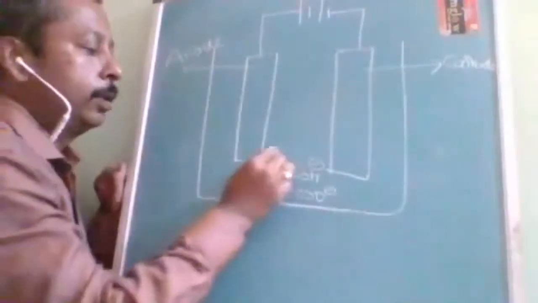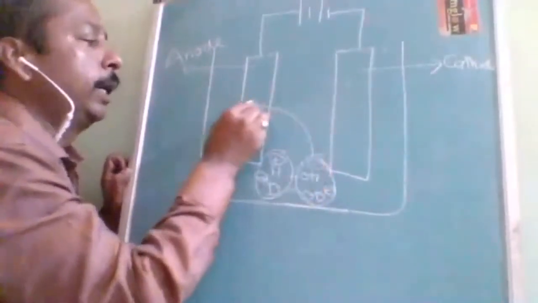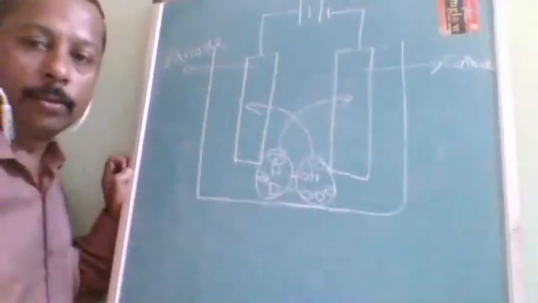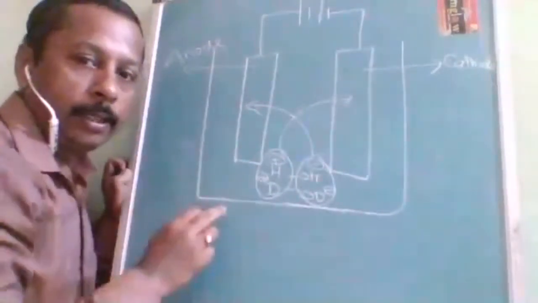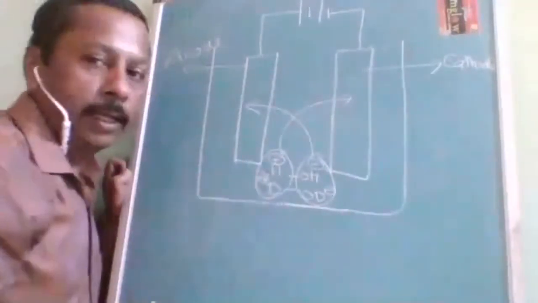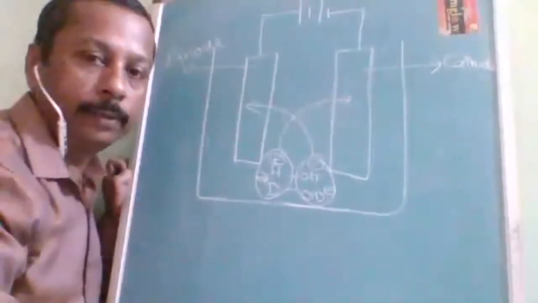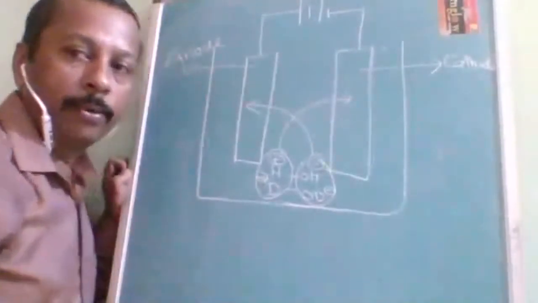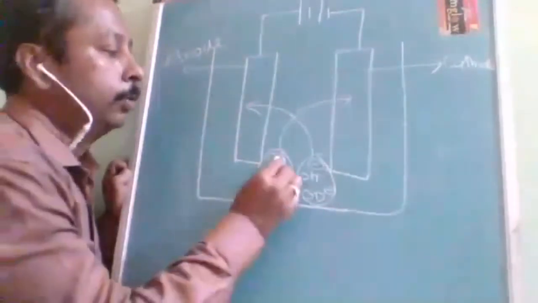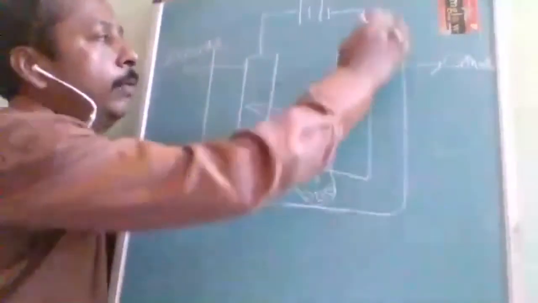Is it understood, students? So plus and minus. The negative anion will reach the anode and the cation will reach the cathode. As I told you, most of the time the reactivity of H plus, protium, will be more than that of deuterium. So this will be specially evaporated.